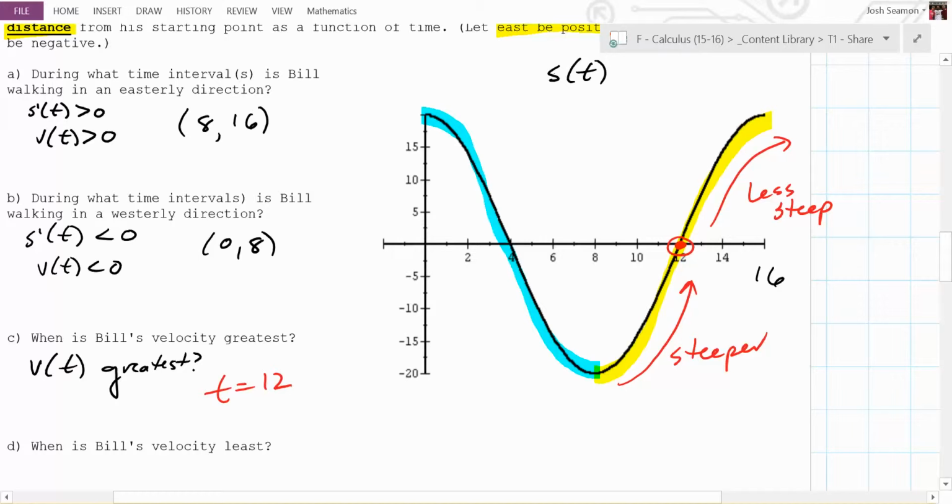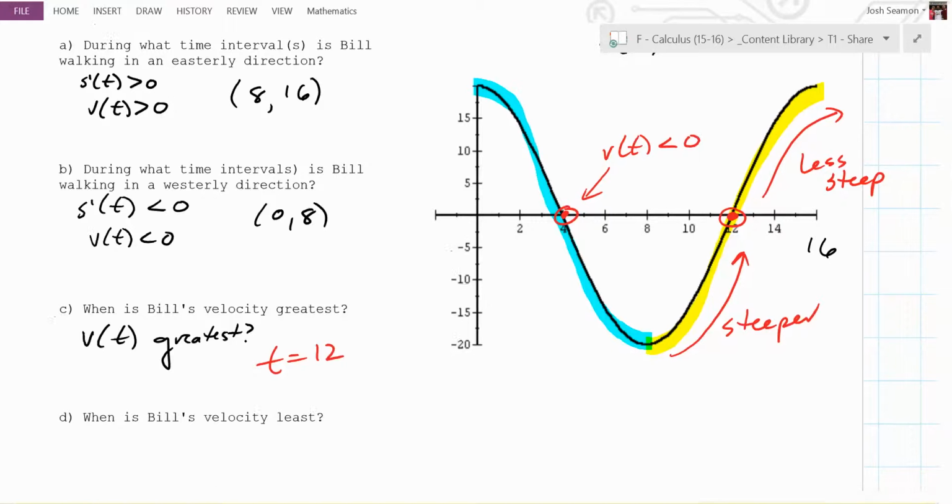Why not here? I have a question, Jen. Why didn't I say here? Isn't that pretty steep? Yeah. But the velocity there is what? Negative. Here, v of t is less than 0. So for greatest, can velocity have a sign? Yes, because velocity has a direction.